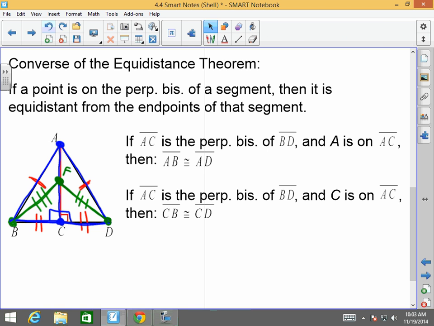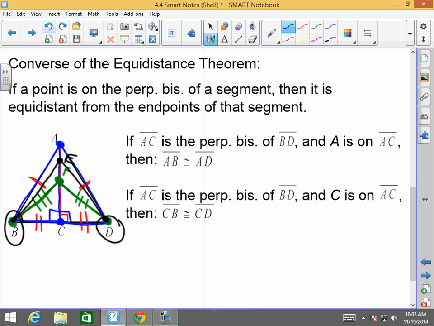Let's do one more. Let's say I have here point E. Now that means that AD will also be congruent to AB. Any point on a perpendicular bisector will be equidistant to the endpoints of the segment that it is the perpendicular bisector of. Because of the base angle theorem, every single triangle that I put here would be isosceles.